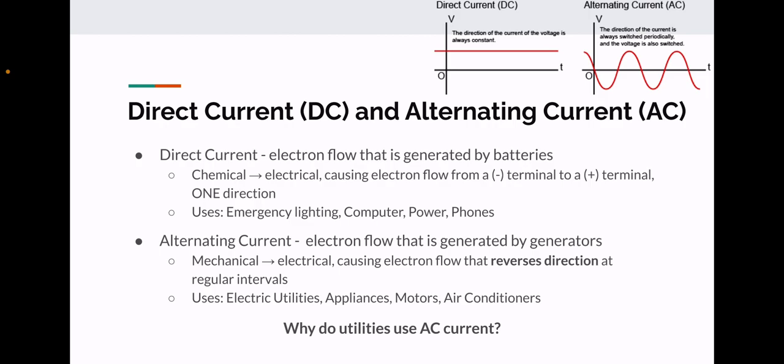And then alternating current is electron flow generated by generators. And that sounds dumb, but that quite literally means mechanical energy is being transformed into electrical energy. You need something generating electricity. There's no chemical reaction going on. And this is going to create electron flow that will actually reverse direction at regular intervals. So unlike the DC current, it doesn't go in one direction. It swings back and forth.